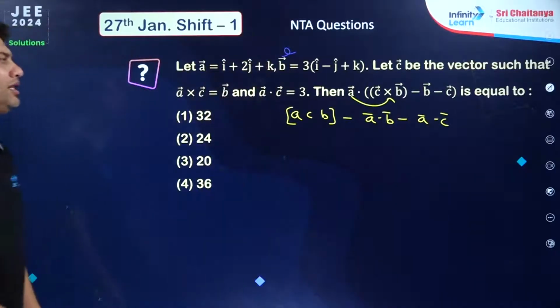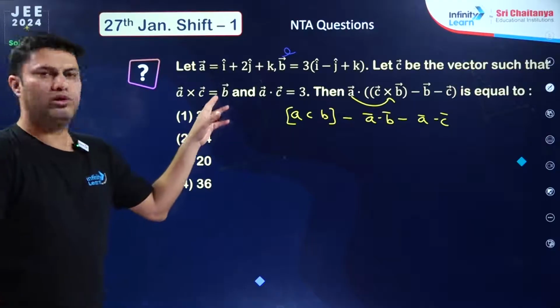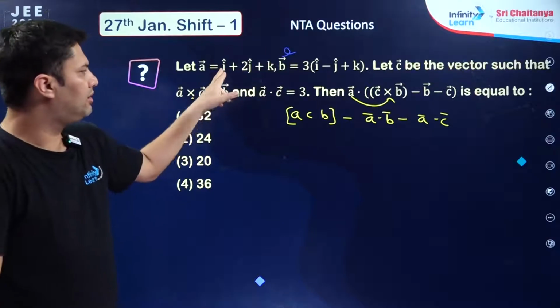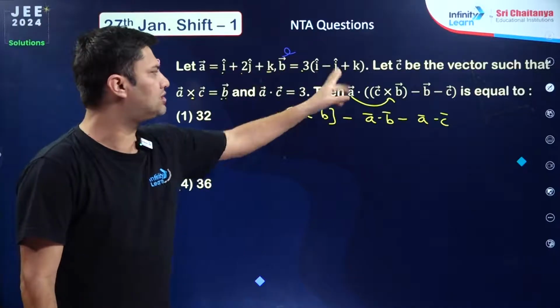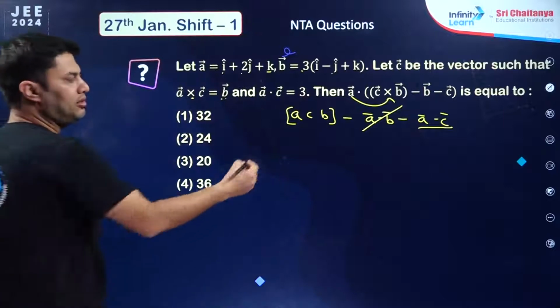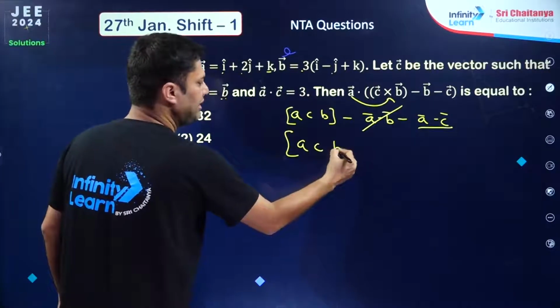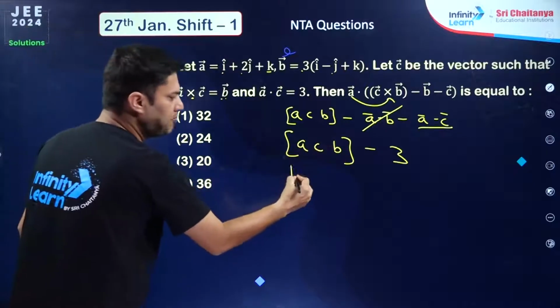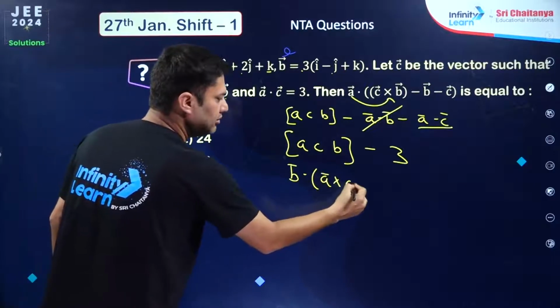What is A dot B, by the way? If you dot both the sides with A, A dot B will be 0, or you can normally check. It's 3 minus 6 plus 3, 0. So A dot B is 0 and this is given in the question as 3. So you just need to find ACB box product minus 3. A dot C cross B, or you can say B dot A cross C.